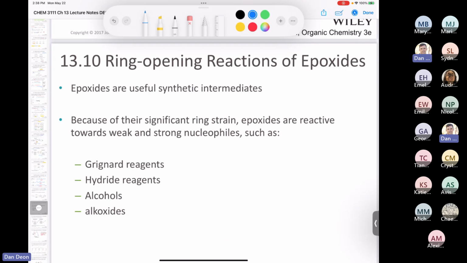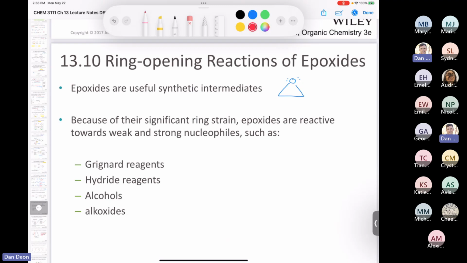After section 13.10, it gets into synthesis, which is not new. It's just a matter of using all the reactions that we've learned. And so what we're going to talk about here is the fact that epoxides are really powerful synthetic intermediates. I mean, they have a whole variety of uses. Why? Because they are reactive, right? They have a ring strain.